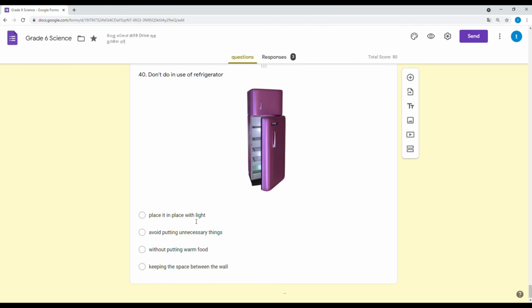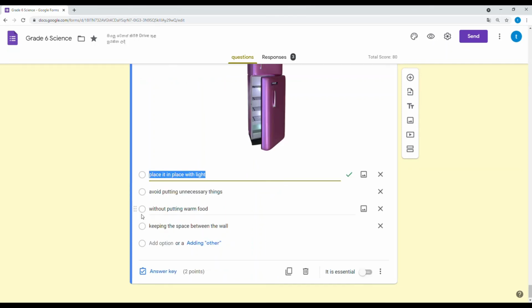And when you get the first answer, place your refrigerator in a place with light. No, never do that. Don't put your refrigerator in a place with the light. That is not to do. So your answer should be the first one.